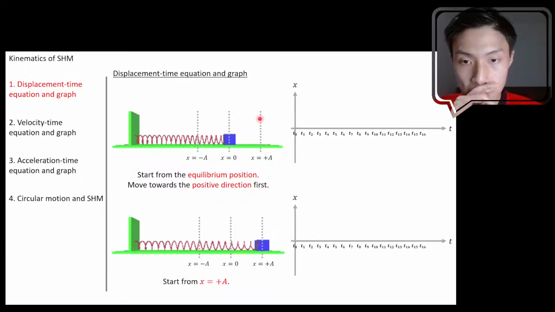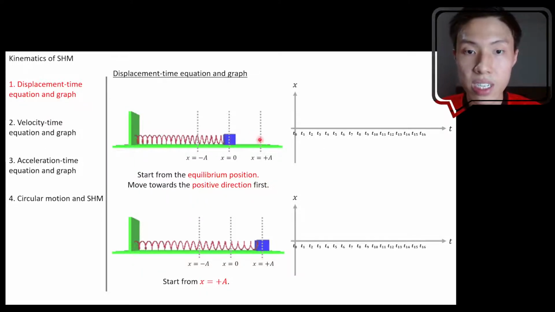So for this system, the object will start from the equilibrium position. As you can see, I place my blue object here at the equilibrium position, and it will start by moving toward the positive direction first. So you should expect this object will be moving towards this direction.